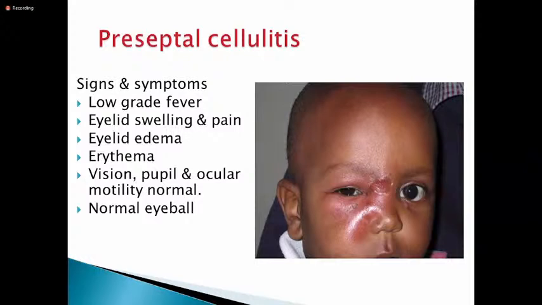There is no proptosis in preseptal cellulitis. The extraocular motility is free. The vision is okay. And definitely the eyeball is normal. So that is preseptal cellulitis.